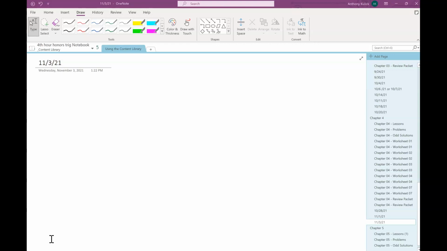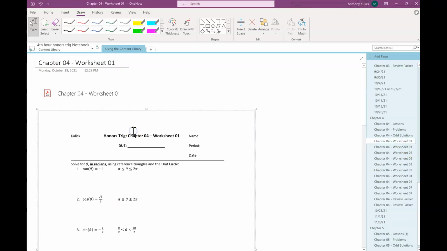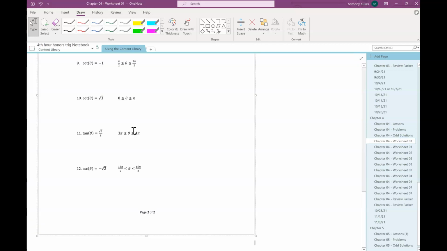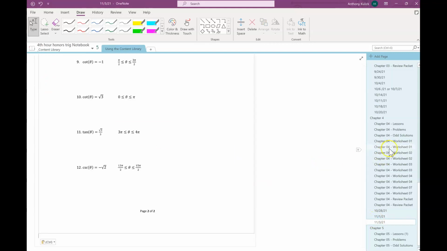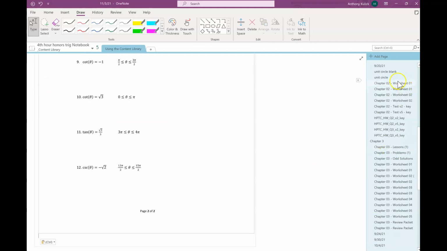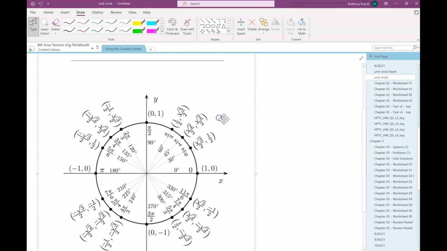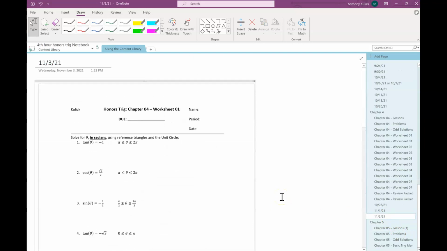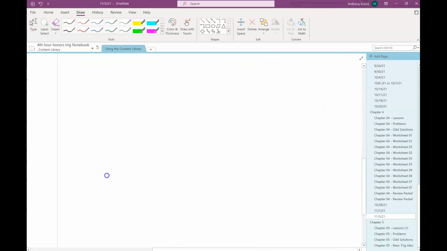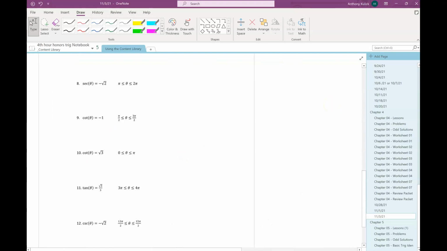Amy, could you please do number 10 in worksheet 1? 10 on worksheet 1. In worksheet 1, we're asked to use the unit circle to do this. So let me grab a copy of that and just drop it in there. And you said 10, right? Yeah. Okay.